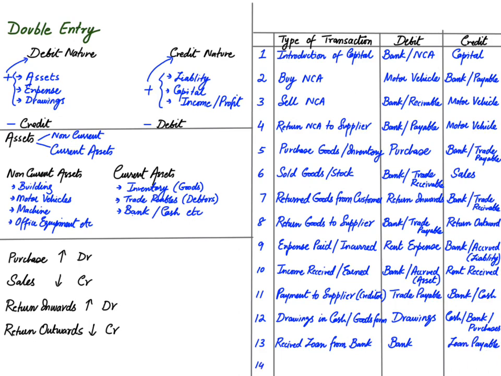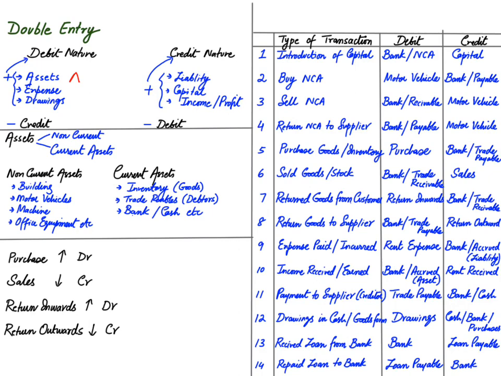Then the last transaction but not the least, if we are repaying the loan back to the bank, the bank account will be credited. Why? Because we are returning the money that we have taken out from the bank, and if we are returning the money, the asset goes down, so the bank account will be credited. Similarly, the loan payable will be debited. Why? Because a loan is a liability, and the nature of a liability is credit. Whenever we are returning the liability to the bank, we are extinguishing a liability, so it will be debited.